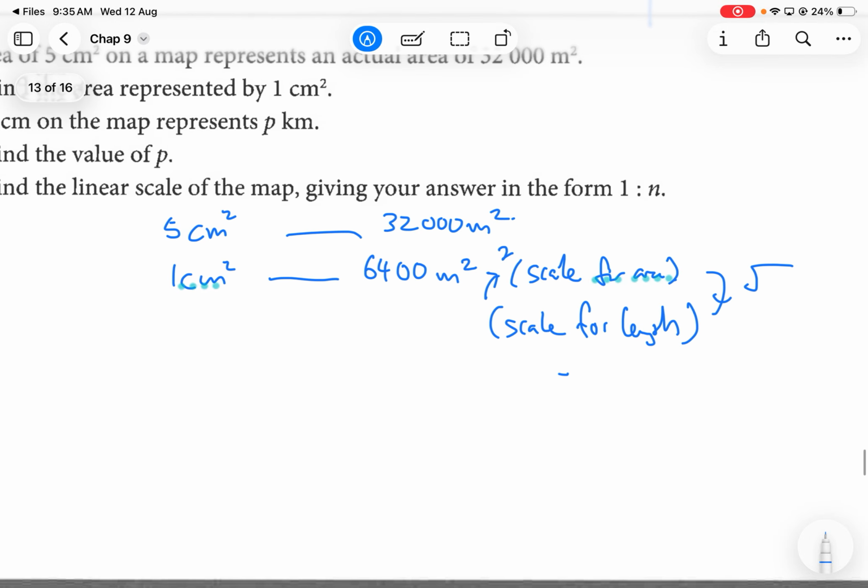When I square root 1, it is still 1. Just that the square becomes no square. When I square root 64, it becomes 8. Square root both sides. You press square root of 6,400 into your calculator. Okay? So now I have scale for length already.